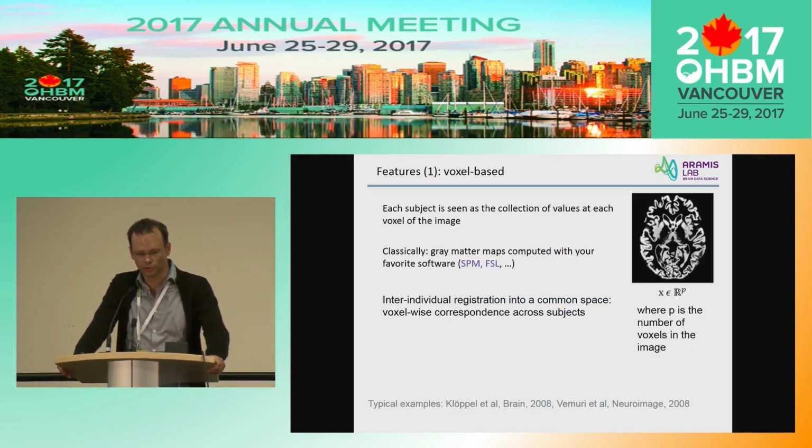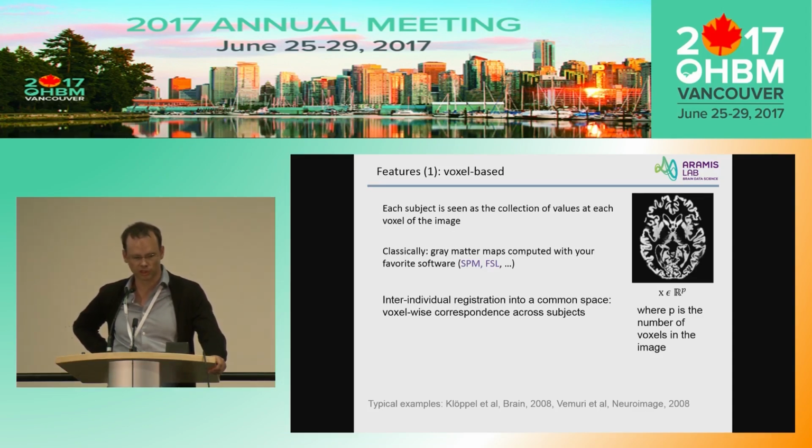The four types of features are, first, voxel-based. Each subject is seen as a collection of values at each voxel of the image. So classically, for example, a map of gray matter that is segmented. Of course, you have to do inter-individual registration to bring all the subjects into a common space, so as to achieve correspondence across subjects at a given voxel. So at the end, you will work with a vector X in R^P, where P is the number of voxels in the image.